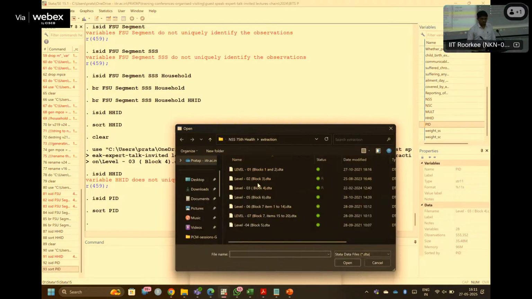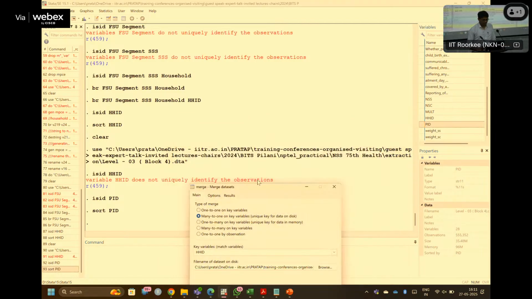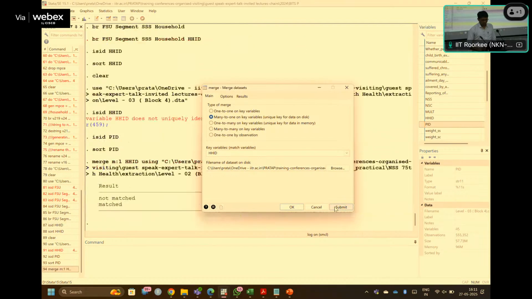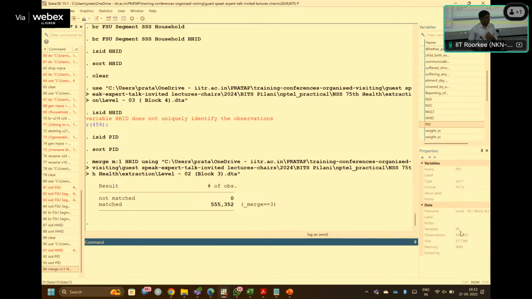So this is block number 3 I have opened. You can just check. So level 2 I'm going to add. Right? I'll just submit. Yes. So number of variables now 45.